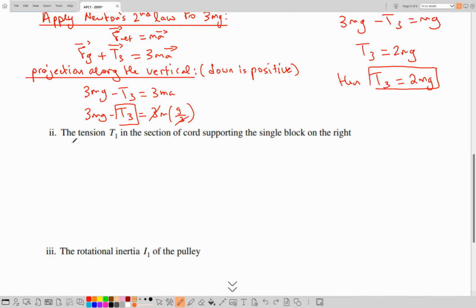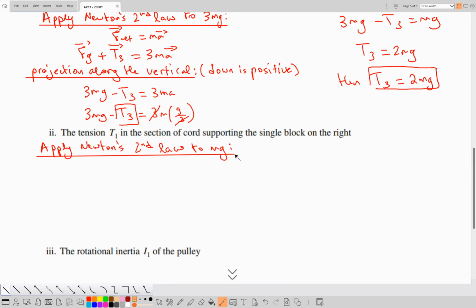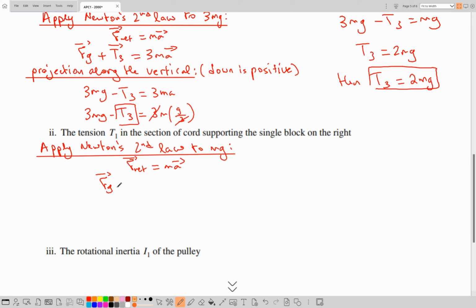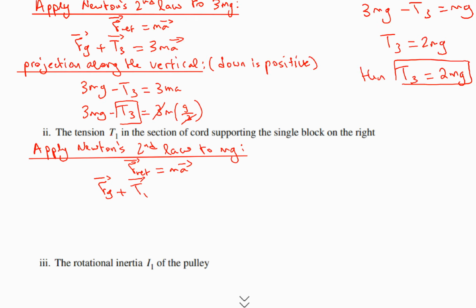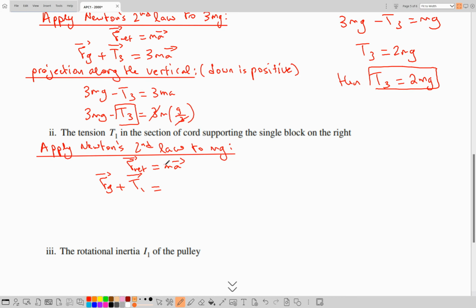Now we will follow the same strategy and apply Newton's second law to the block of mass m. In this case, the net force is given by ma. Now what are the different forces acting on the block? We have the pull of gravity plus the tension T1, pay attention that we use the same notation, equals the mass, which is given by m, times a.